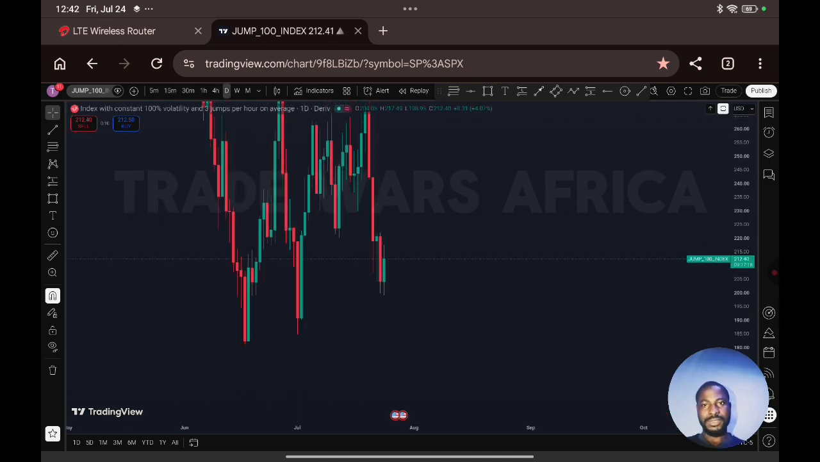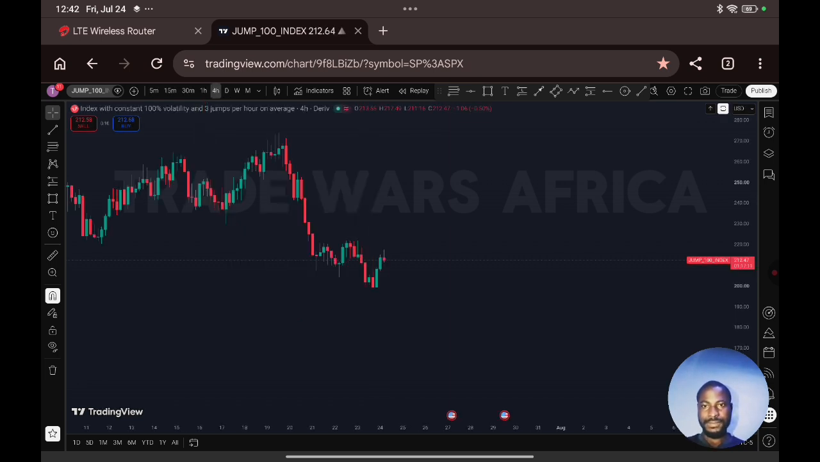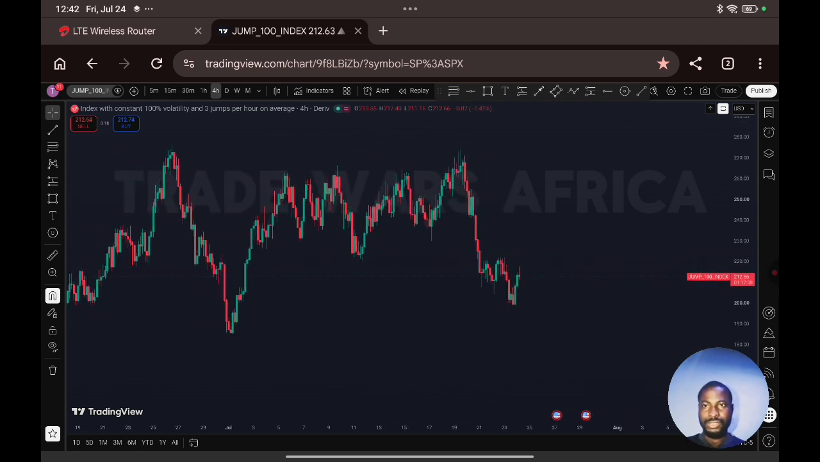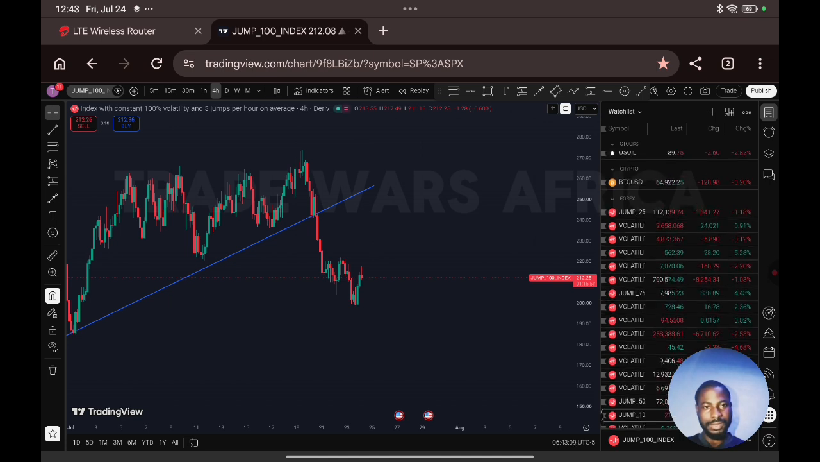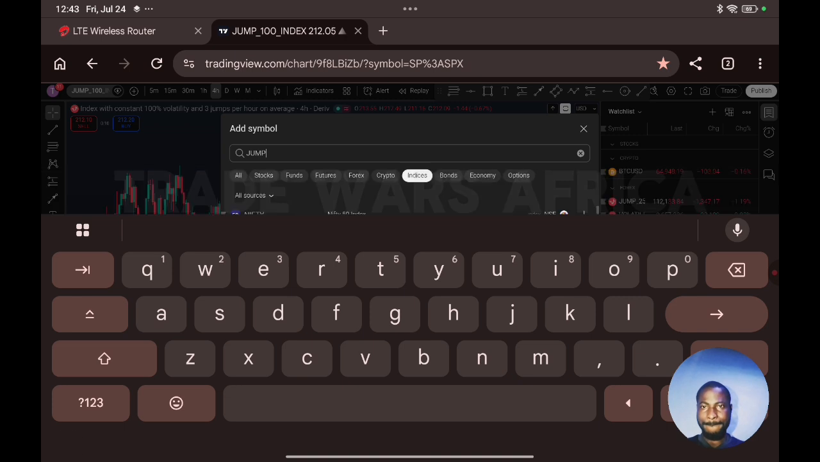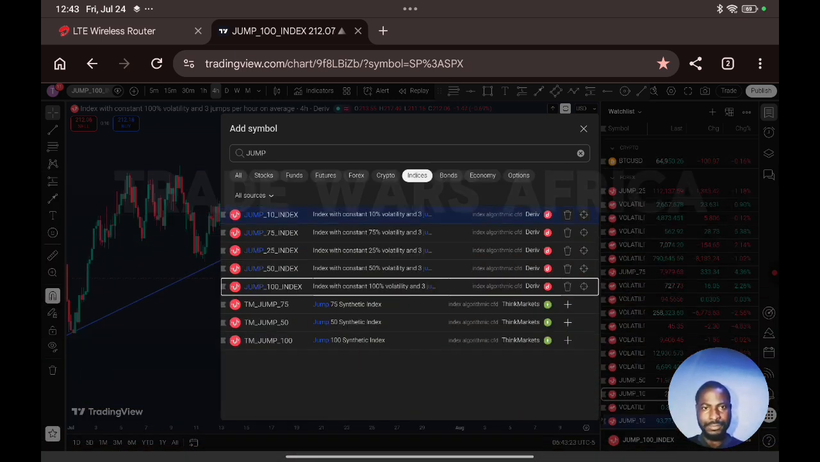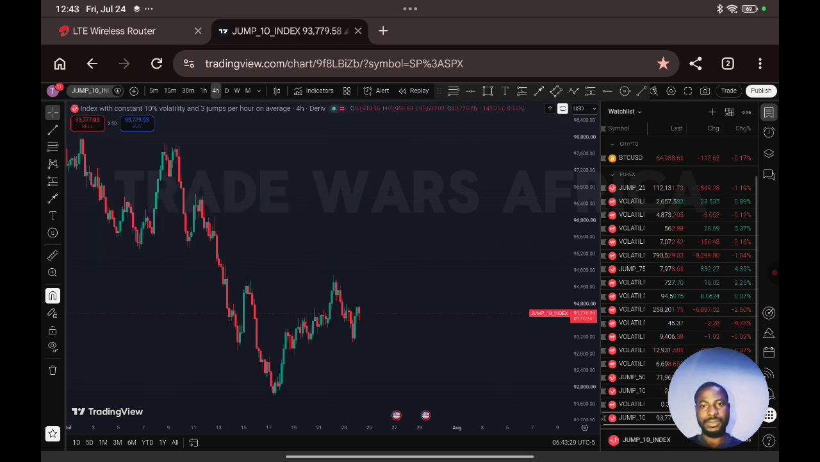This is Jump 10. I'm waiting for something like this. Okay, so here is the 4-hour time frame candle. So we have something like this, right? This is Jump 100, just saying, we need Jump 10. Okay, sorry, just adding it. Okay, exactly, this is what I'm talking about.